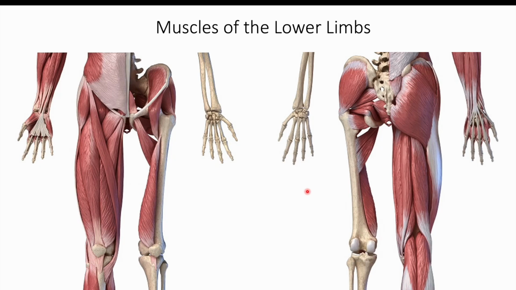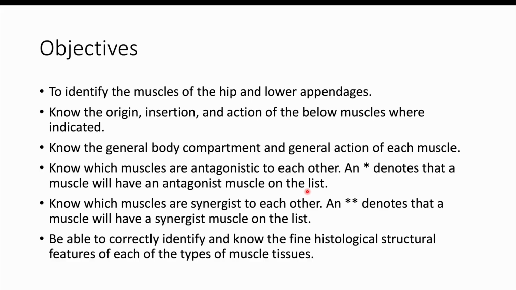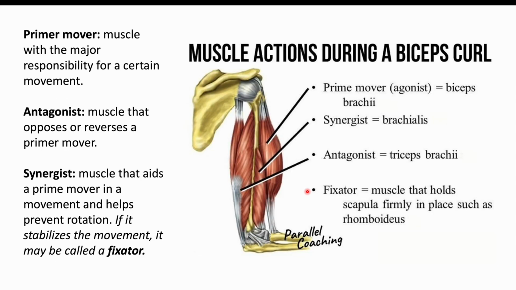Everyone, in this video we're going to learn about the muscles of the lower limbs. So we're going to learn about all the muscles that are involved in our hips and our legs. As always, make sure you know the origin, insertion, and action of the muscles whenever it's indicated. If a muscle has a star next to it, you have to know the antagonistic muscle to that as well. And if it has two stars next to it, you need to know the synergist.